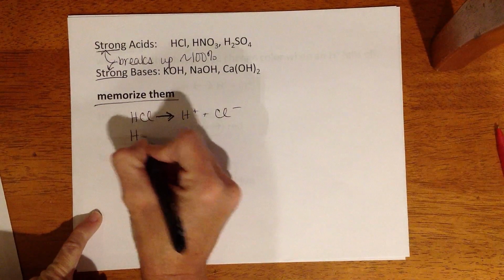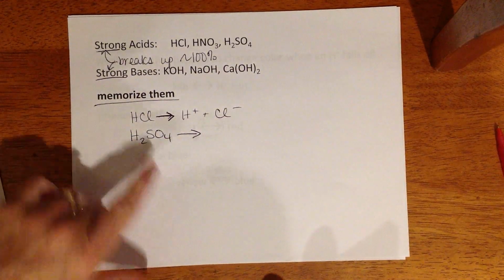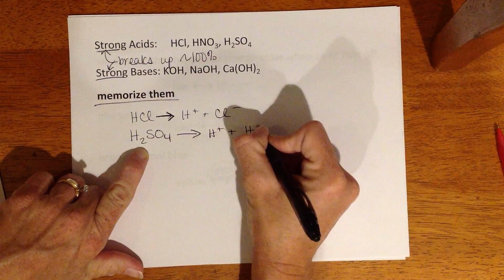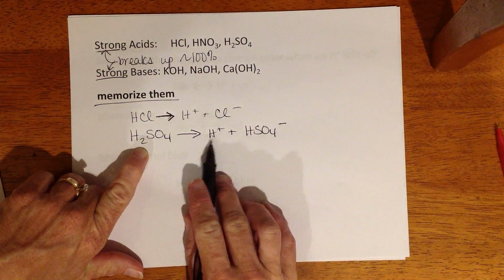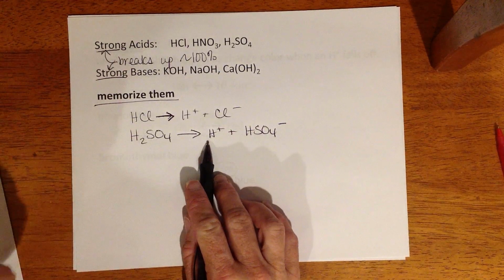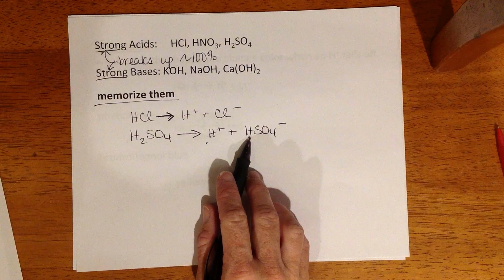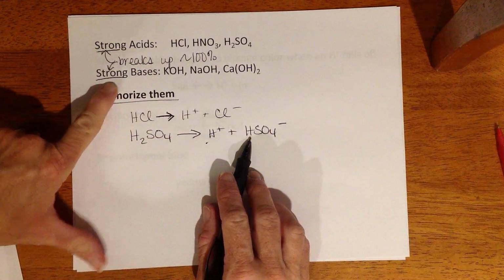I'm going to give you a trick, and this is going to annoy you, but you're going to survive. H2SO4, the first H is strong. The second H is not. So one H falls off 100%. We'll talk about that one in AP Chemistry, okay? Come back. Strong base just means it breaks up.